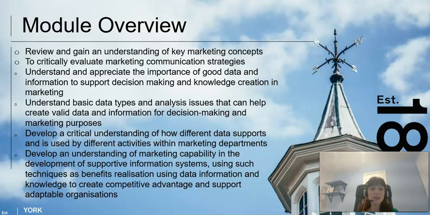Then you're going to critically evaluate different types of data, how it's used for different activities. And actually the first assignment really looks at this in some detail in terms of data and how it's used within an organisation. And this enables you to have an understanding how marketing can be used to support information systems. And this means that we can use this data to give us a competitive advantage and to evolve our marketing strategy.